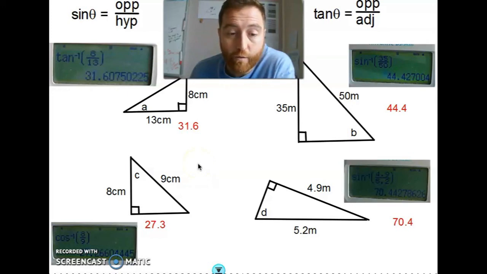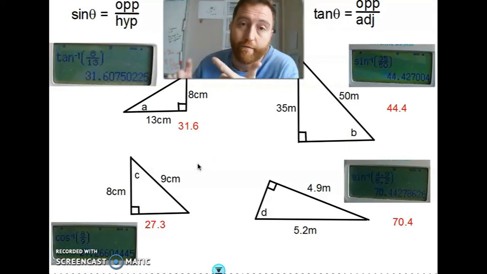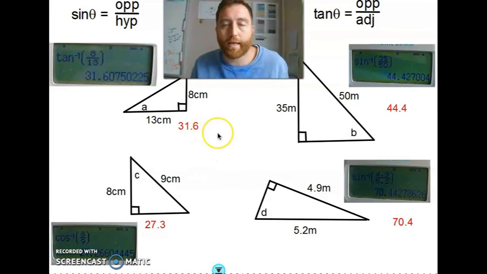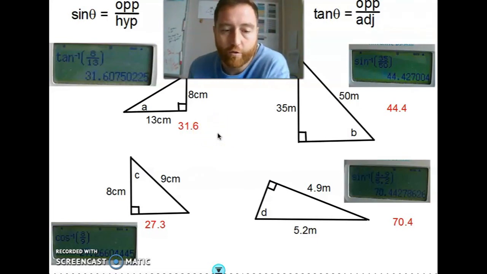If you've managed to work out those, finding an angle, finding lengths when we multiply, finding lengths when we divide, those are the 3 sort of types of question that you might get with trigonometry.